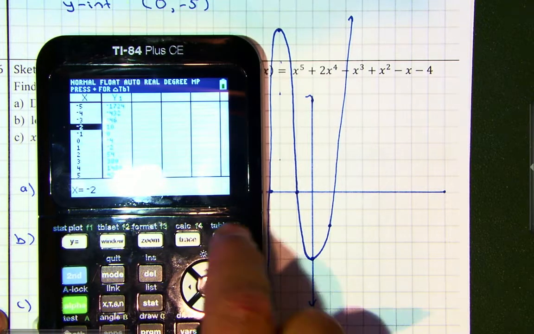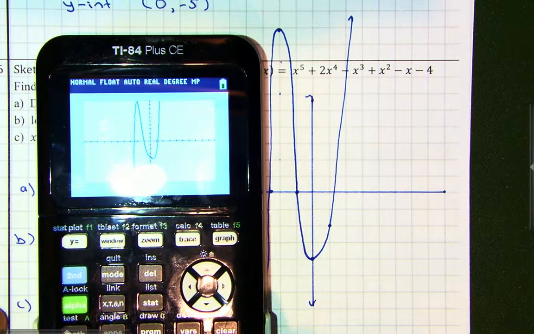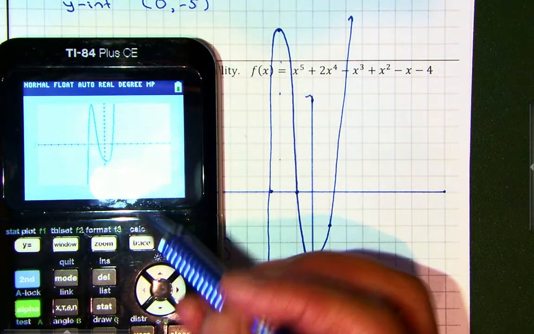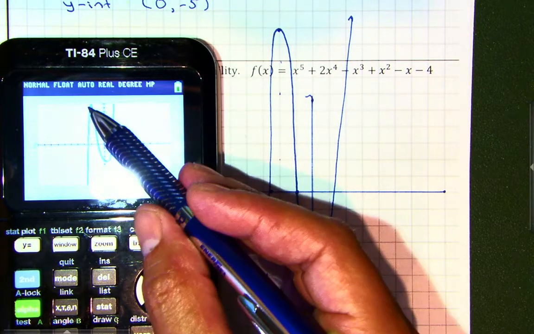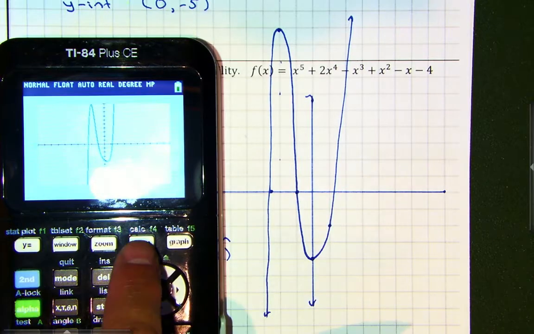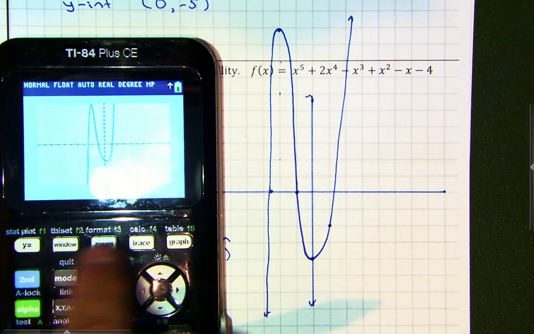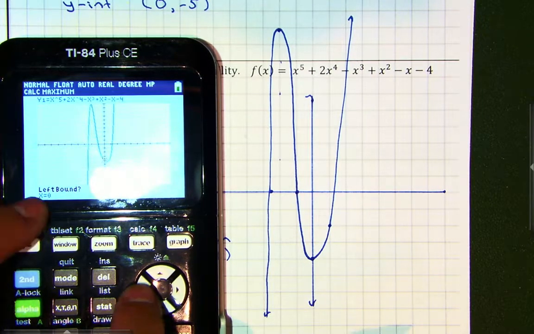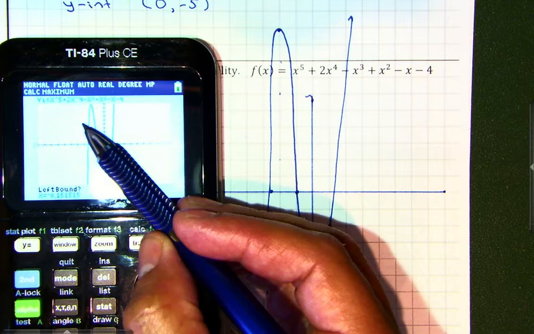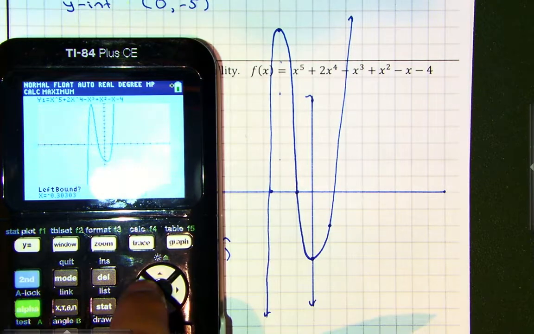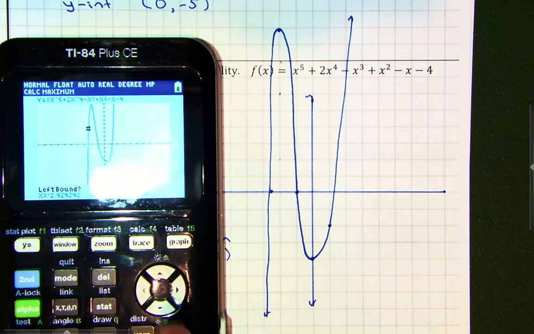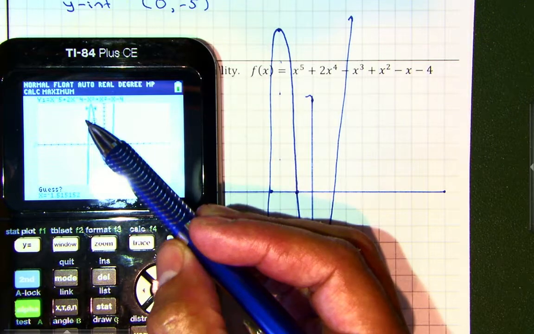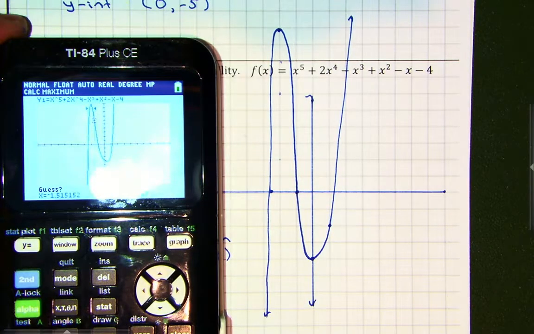So I'll go back into my graph. If I want to find where it crosses here, or if I want to find my local maximum, let's find our maximum. So I'll go to calculate, and I will find my maximum. And it says left bound. Therefore I must select a point on the left and a point on the right. Let me go over to the left. Then I must select a point on the right, and you'll see those two little dashed lines. That means it's going to calculate your local maximum in between.